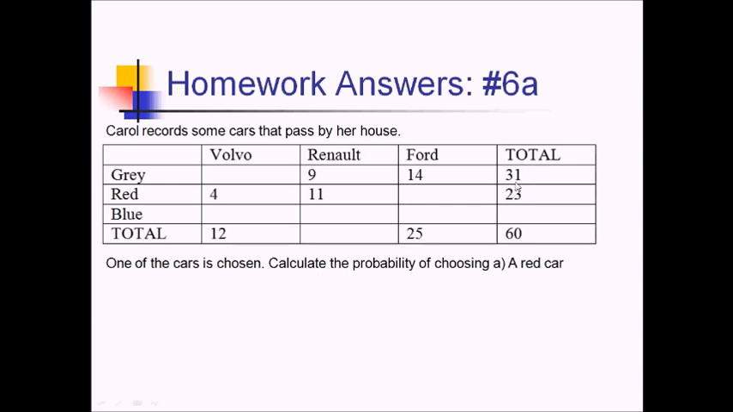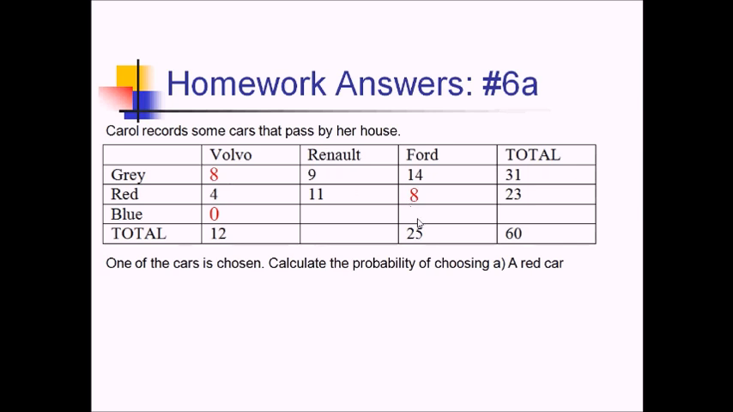There were 31 gray cars total, and we've already accounted for 23 that are not Volvos, so that's 8 that must have been Volvos. Moving down to this spot right here, red Fords. Well, there were 15 red cars, so 23 minus 15 leaves us with 8 Fords that are red. Down here, we've got 12 Volvos. We've already accounted for 12 of them, so there's no blue Volvos. Renaults, we don't actually have enough information to fill this out yet.